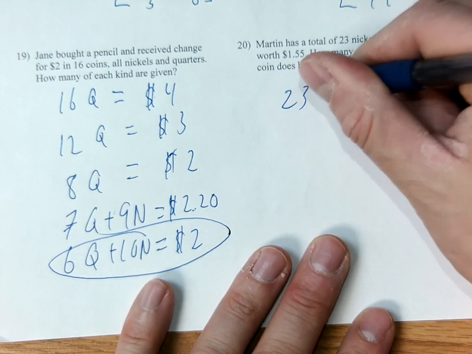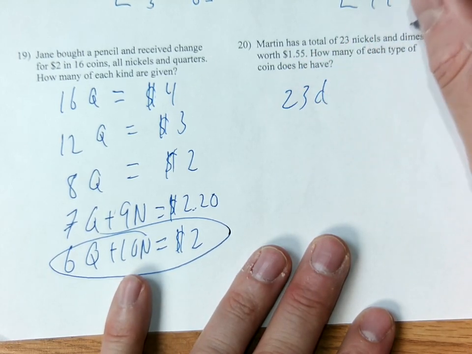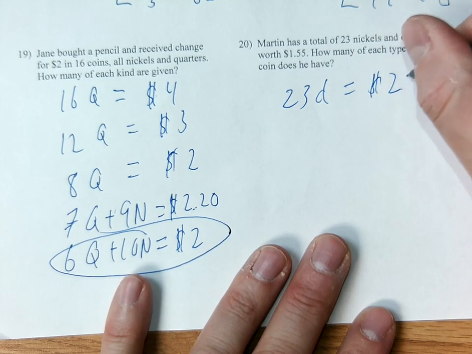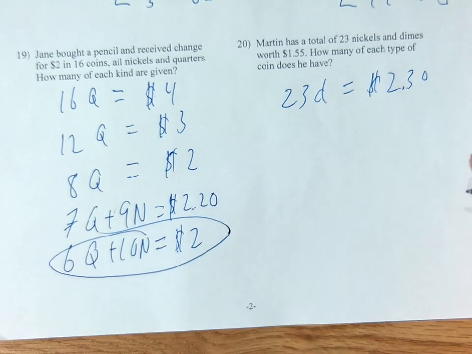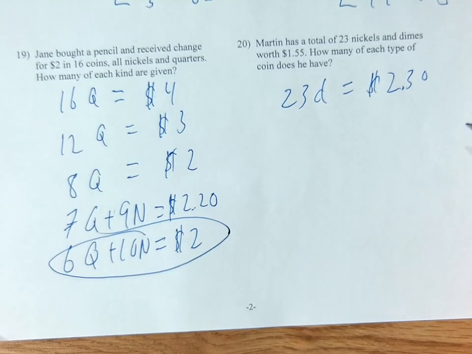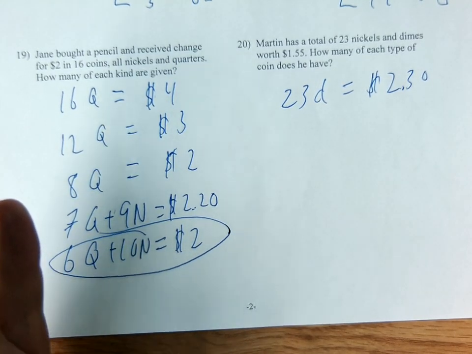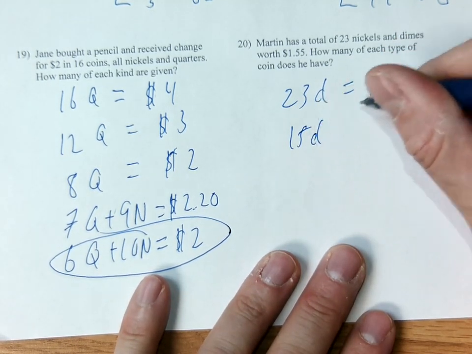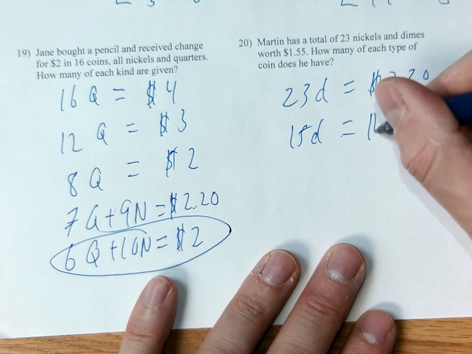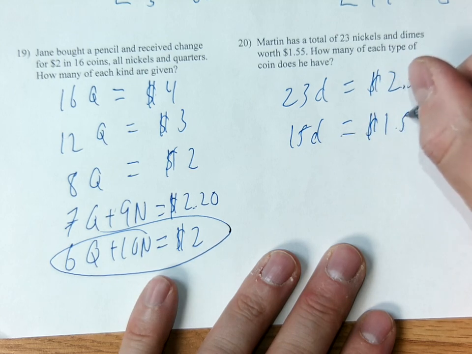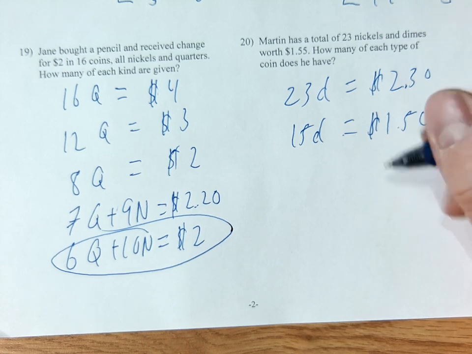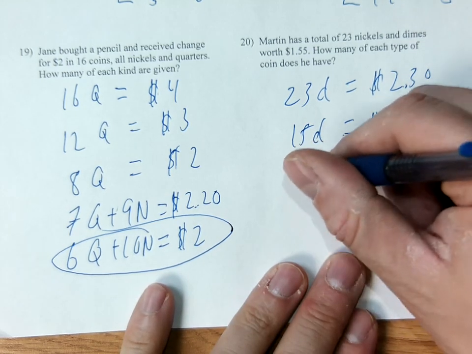So 23 dimes, because dimes is worth more, 23 dimes would be $2.30, because each dime is 10 cents. So that's too much, obviously too much. So we're going to decrease the number of dimes until we get down to an appropriate amount. Well, if it's 15 dimes, that's $1.50, but then the amount of nickels, there'd be 8 nickels, so it'd be too much. So we're just going to decrease the amount of dimes until we get to the proper amount.